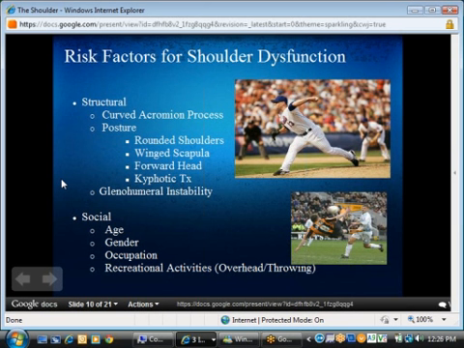Gender, not so much. There's not so much of a risk factor. Occupation, we said yes. Now, what would you think? Is there a higher incidence of shoulder injury with people that are blue-collar workers or those that work in offices or at a desk? It's more office type work.